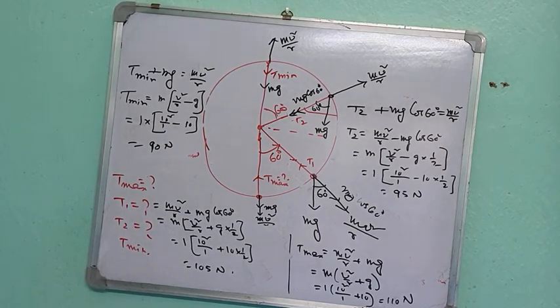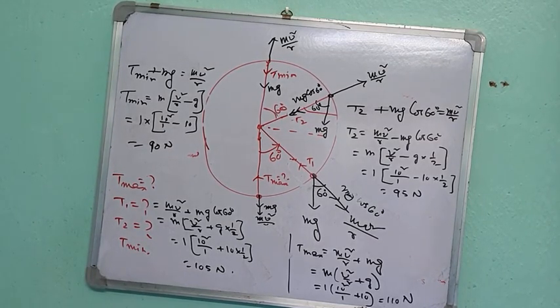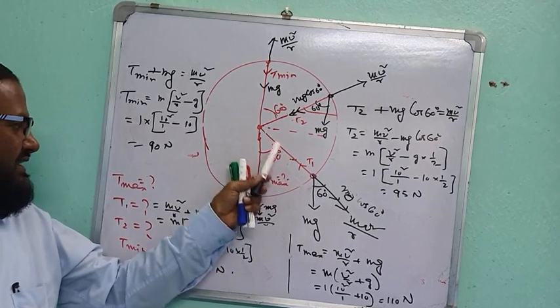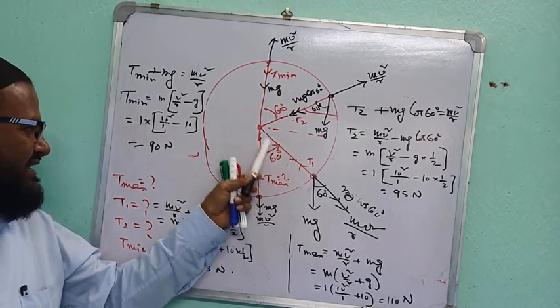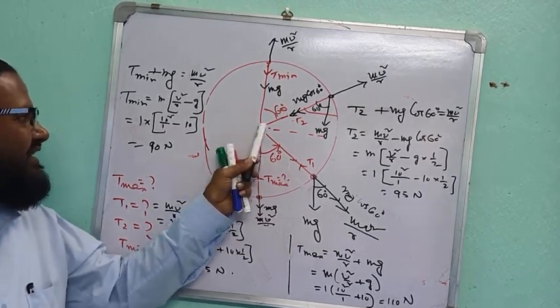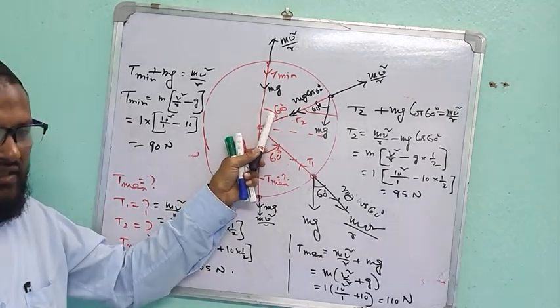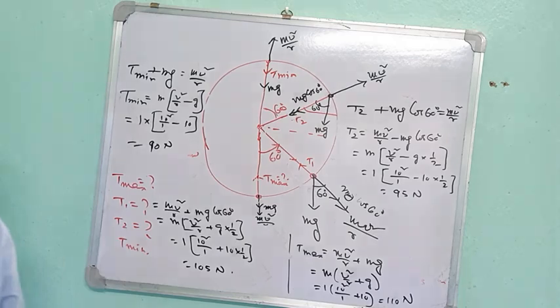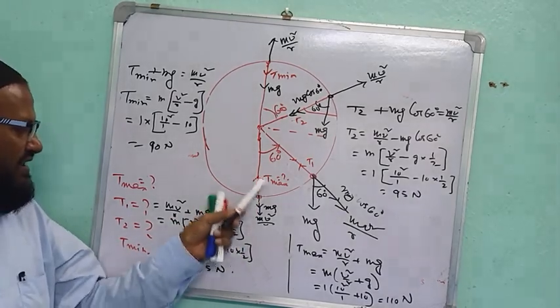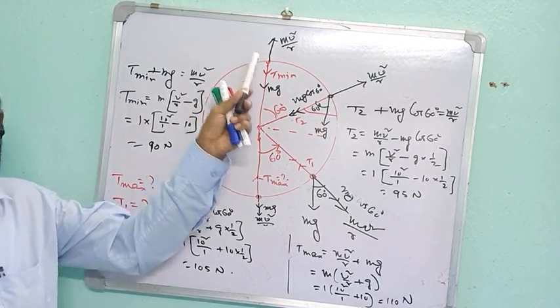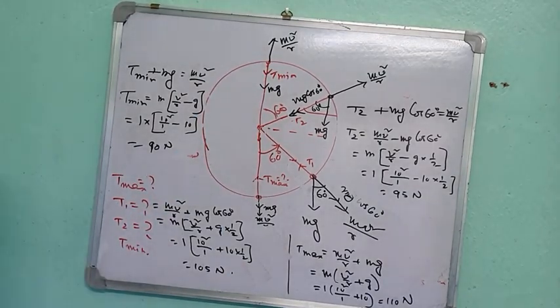These are the vertical circular motion with constant speed. This question is very, very important. In this position, the string makes an angle 60 degree with downward vertical. In this position, the string makes an angle 60 degree with upward vertical. Here is the next position, T maximum. This is the highest position, T minimum. Okay, next part.